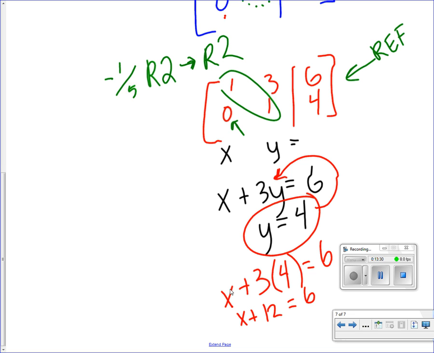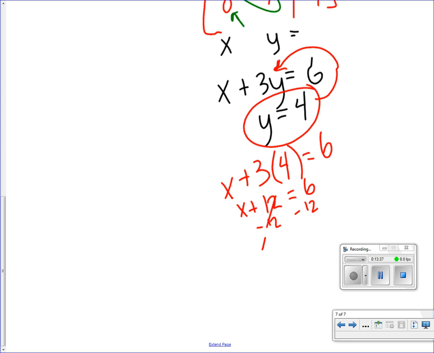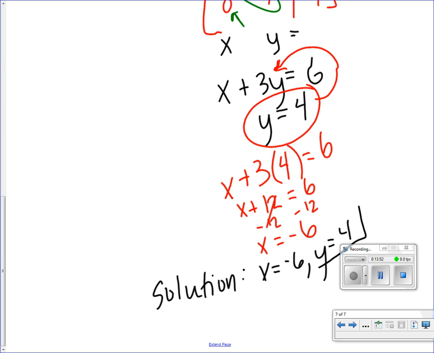So I'm multiplying 3 times 4, and then I'm going to subtract 12 from both sides. And I'm finding out that x equals -6. So the solution to this system is x equals -6, y equals +4.